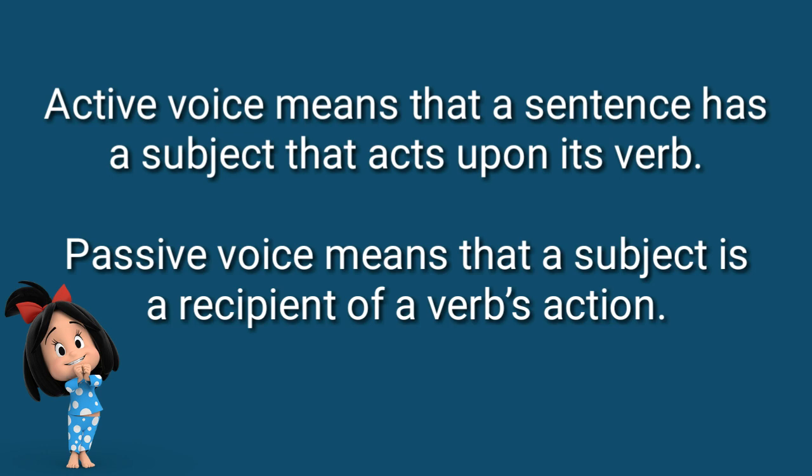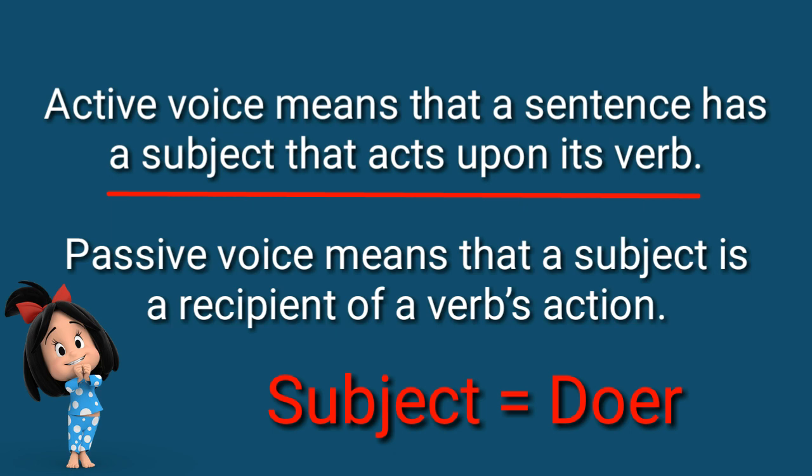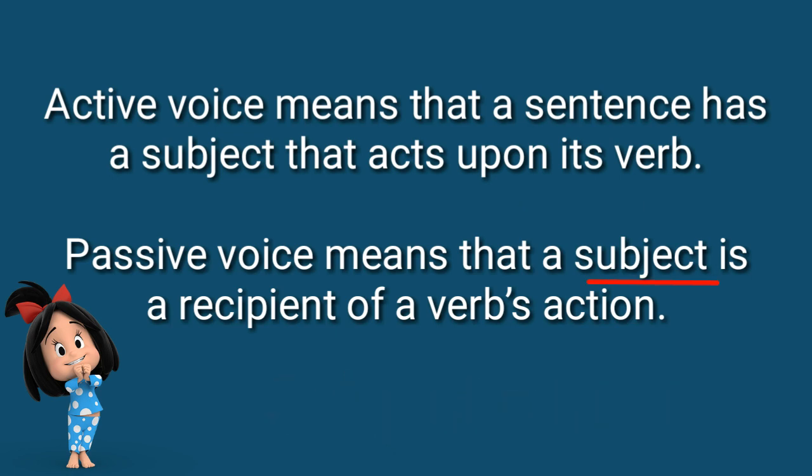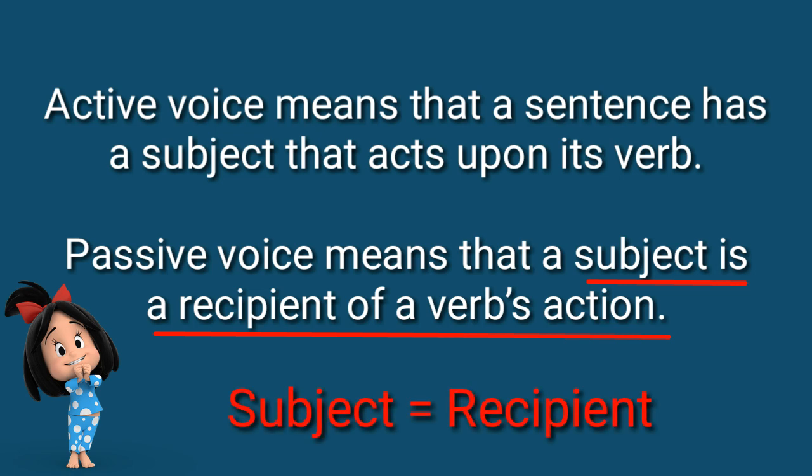So in the first case, in active voice, we can see in the given sentence, the subject is acting. So the subject acts upon its verb. So the doer of the sentence will be the subject. But in passive voice, the subject is a recipient of the verb's action. The action's recipient will be the subject.